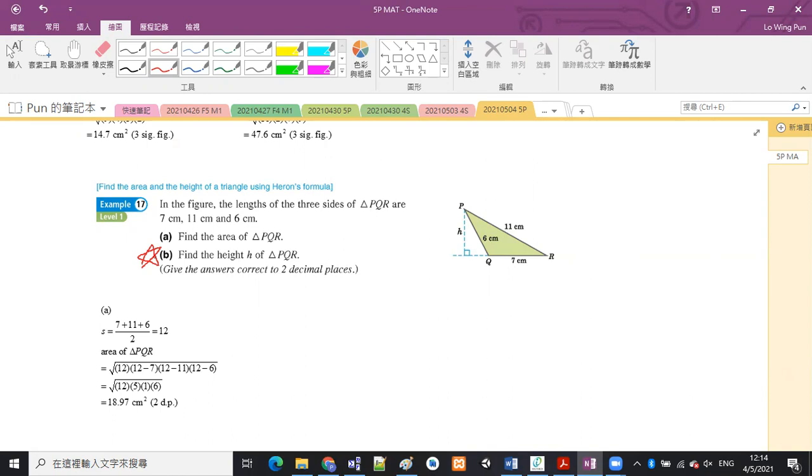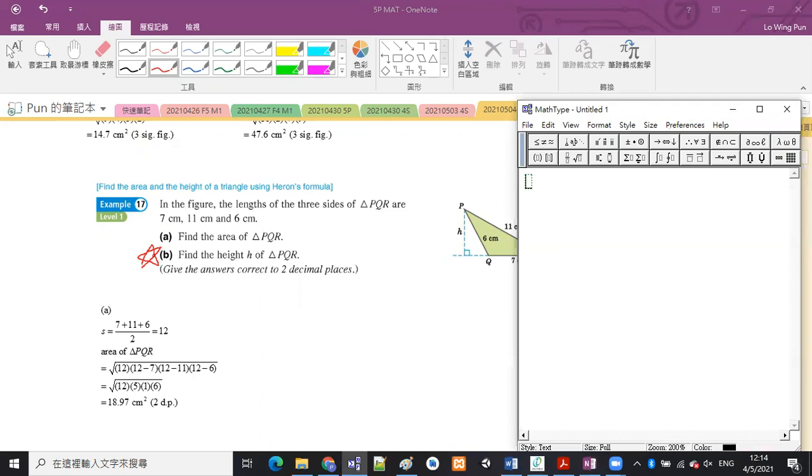One method is from part A using Heron's formula. The second method is the method from primary school using base times height divided by 2. So that is like this. The area of triangle PQR is equal to base, that is 7 times h over 2.